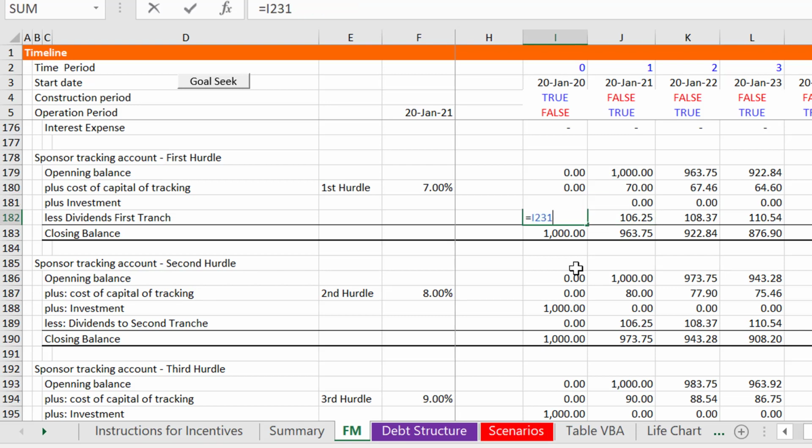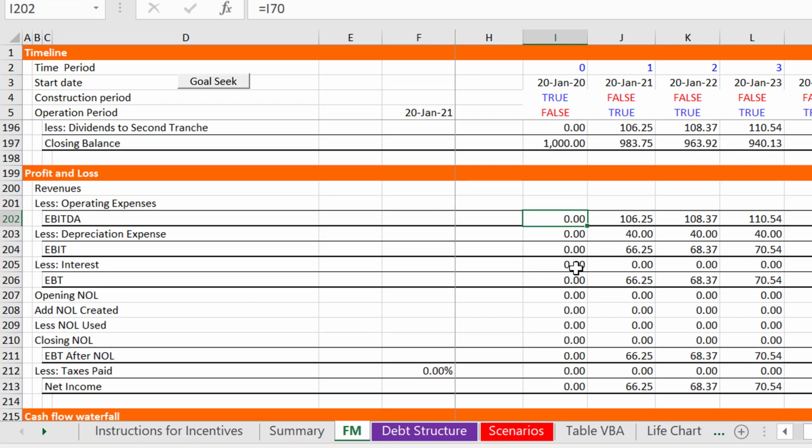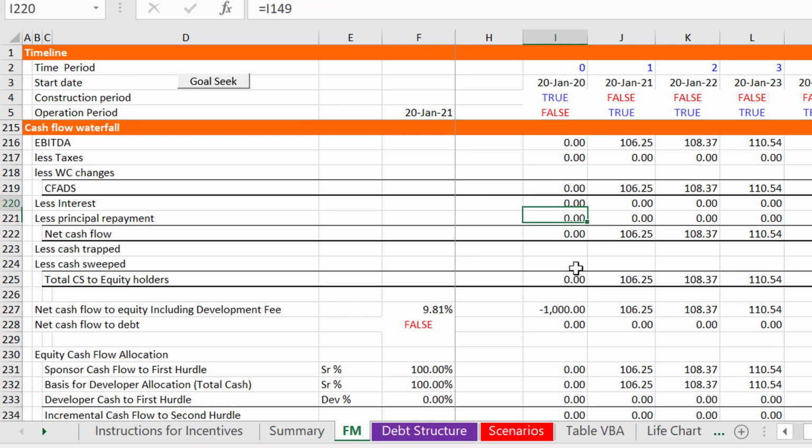You take this one, and this one comes downstairs from a cash flow waterfall or some variant of a cash flow waterfall. And when we go down to the cash flow waterfall, this is a standard cash flow waterfall: EBITDA minus taxes minus interest, blah, blah, blah. You get to cash flow to equity, and now you're going to split this.